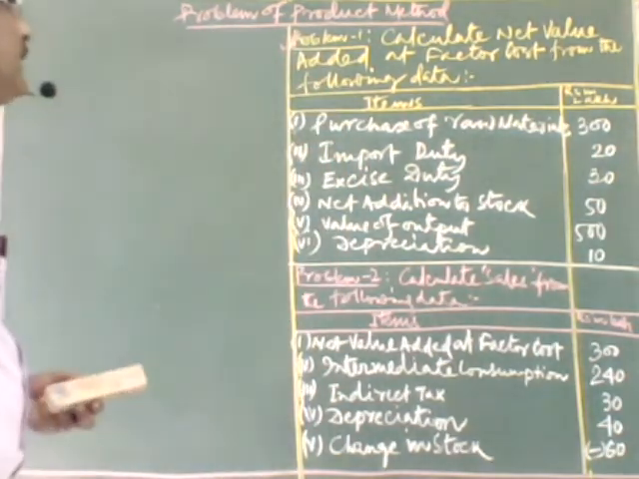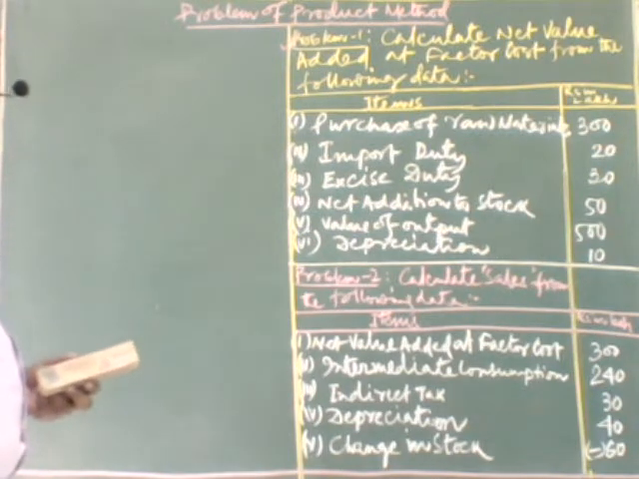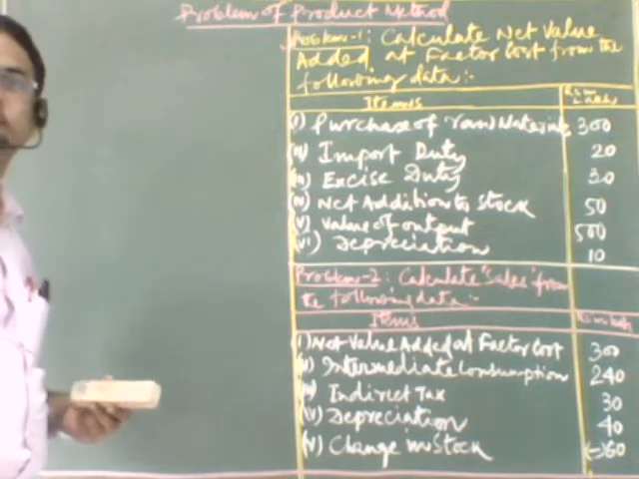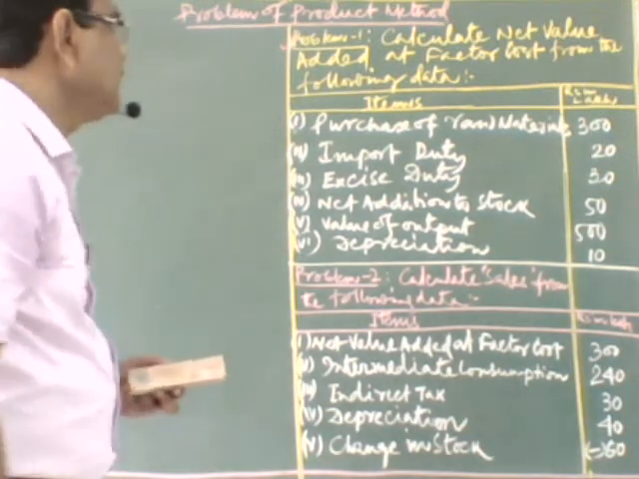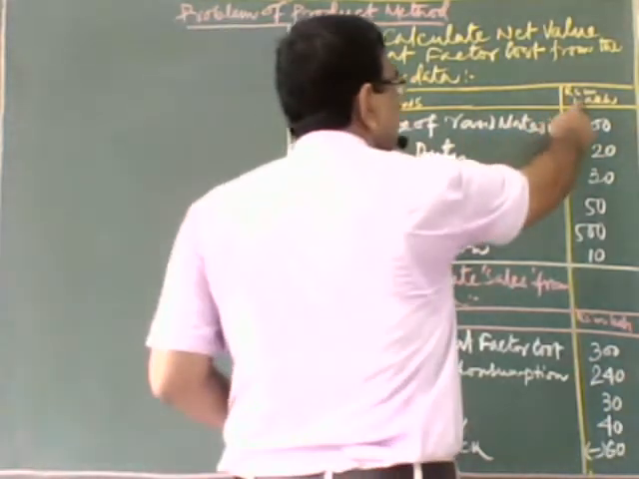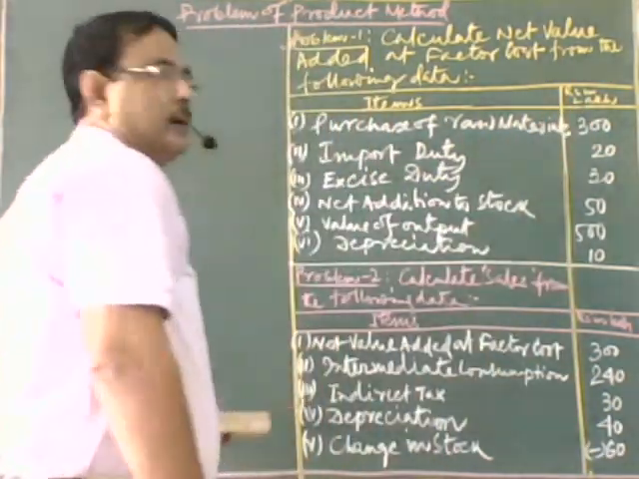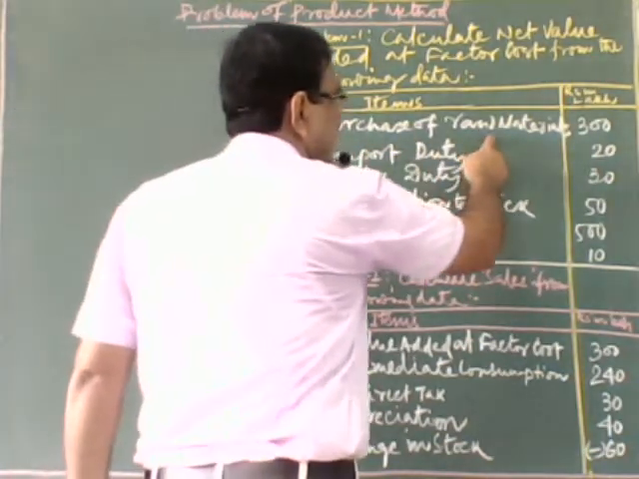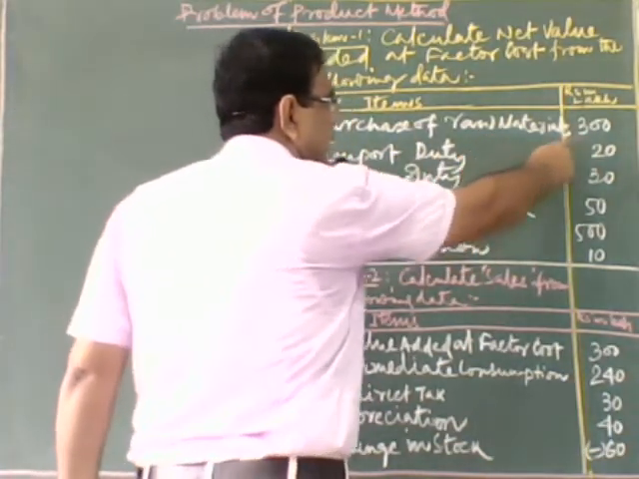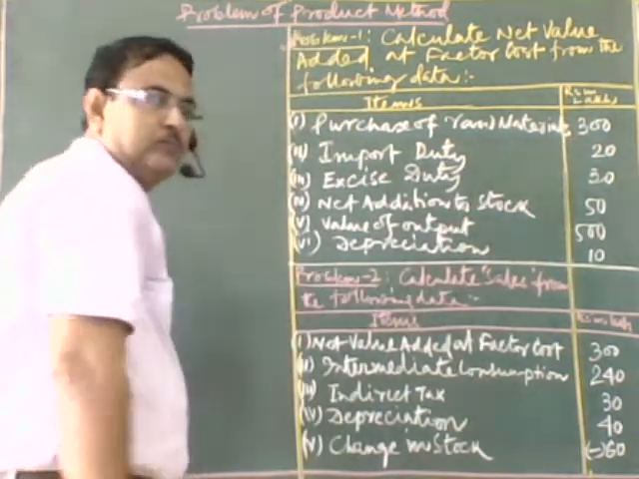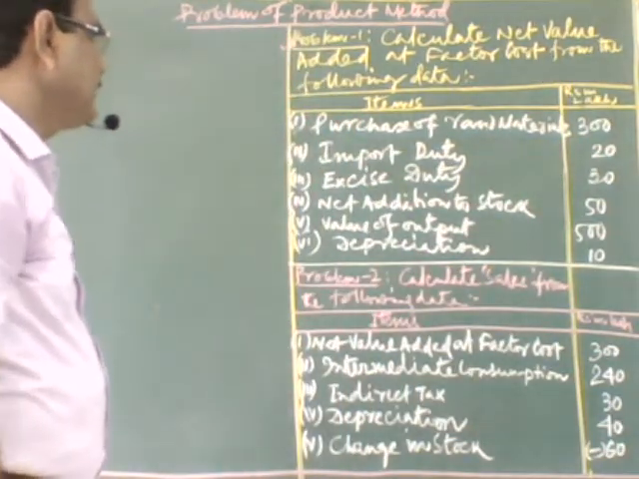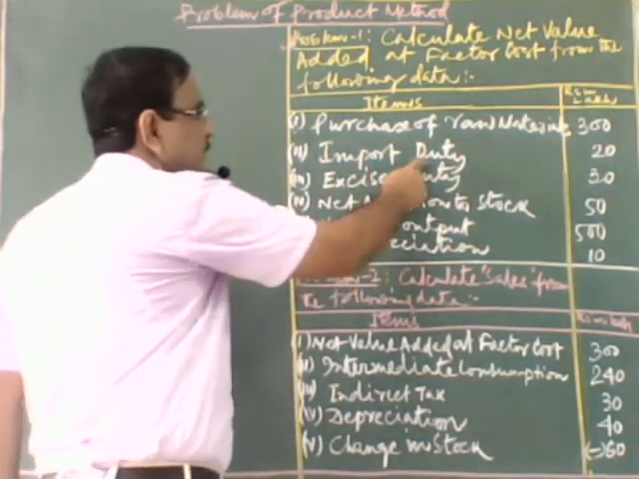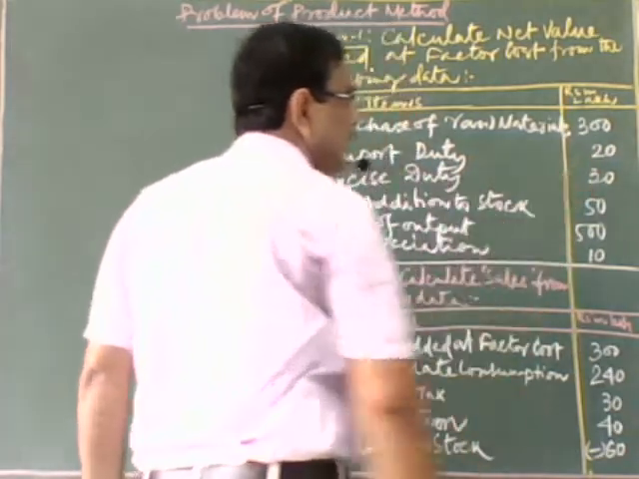Calculate net value added at factor cost from the following data. The data is items and rupees in lakh. Item number 1, purchase of raw materials, that value is 300. Item number 2, import duty, that value is 20.